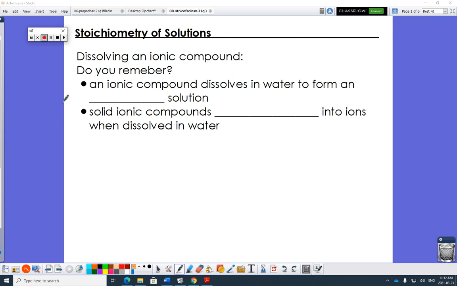The first couple of examples have to do with ionic compounds dissociating or dissolving in water. This slide just helps to remind us about dissolving an ionic compound. Because we can find concentration, which is based on moles, then we can do stoichiometry. And there is a really wide variety of questions that you could get for this topic.